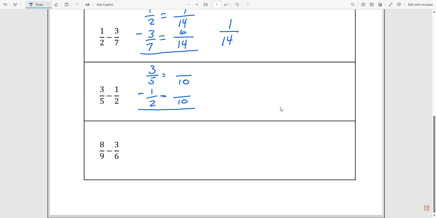So 10 divided by 2 is 5. 5 times 1 is 5. And then 10 divided by 5 is 2. And then 2 times 3 is 6. And then subtract the numerators. 6 minus 5 is 1. And so we have an answer of 1/10.